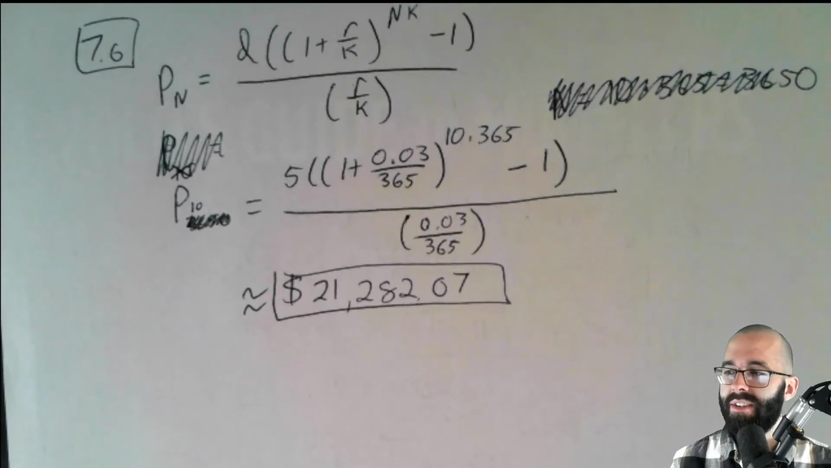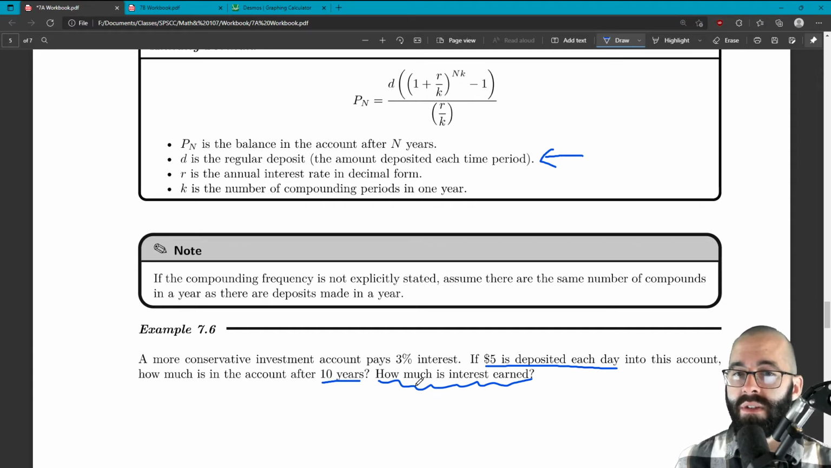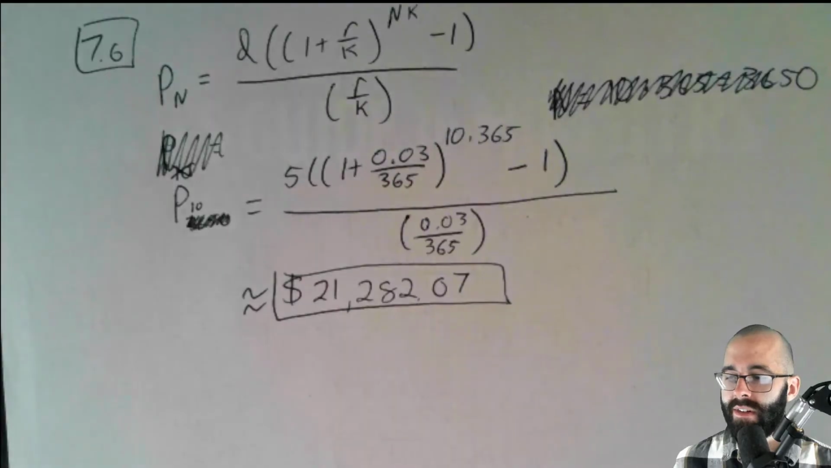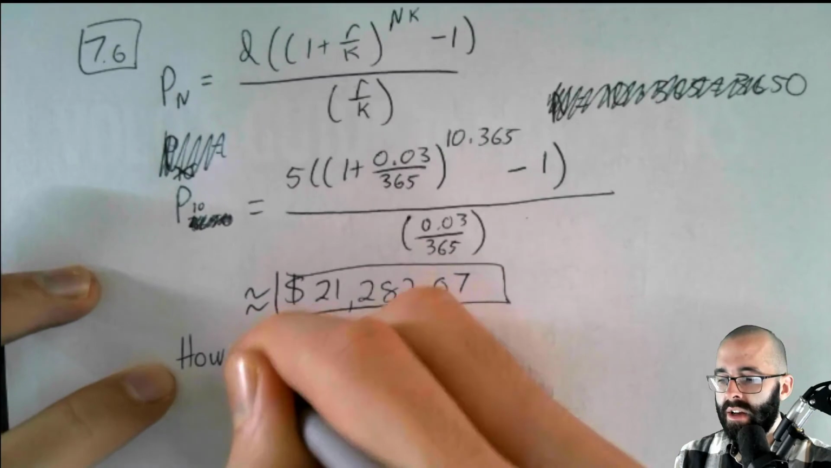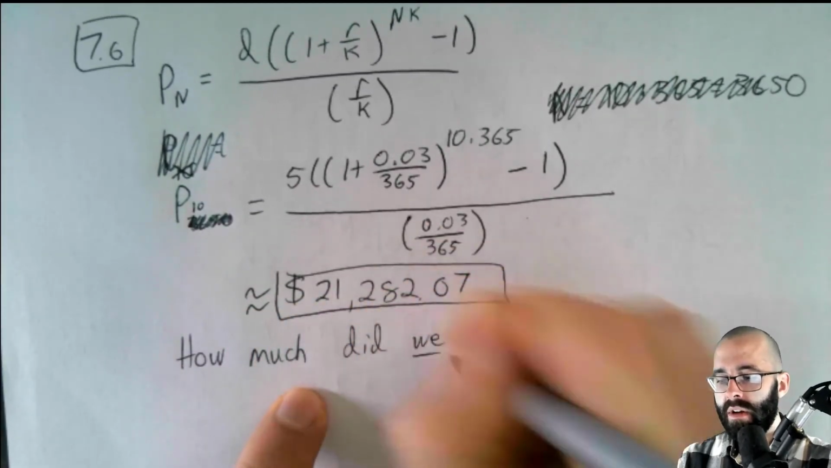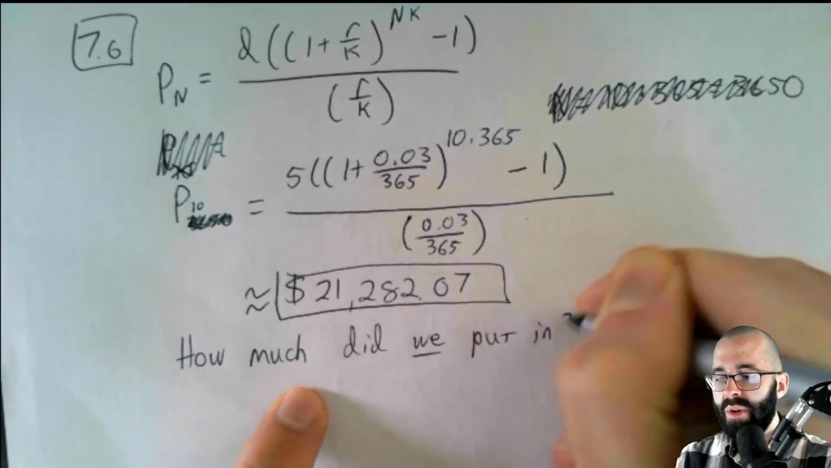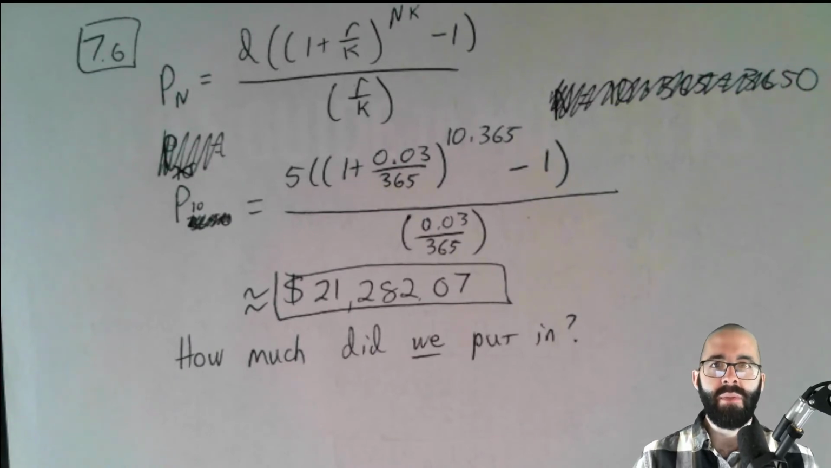But wait, there's more. There's like a part B. How much interest is earned? So we know how much money we have total, but a lot of that money was from our $5 a day. So how much interest was total? Well, that's a harder question. So how much interest is what we want to know. An intermediate step, how much did we put in? I'm doing $5 a day, $5 a day for 10 years. How much am I putting in?